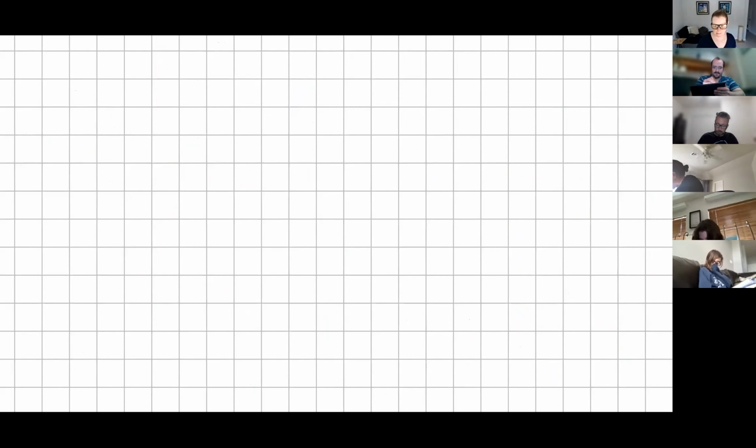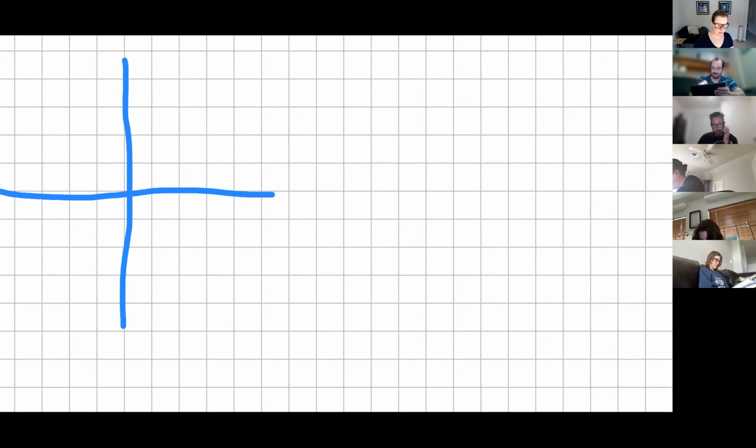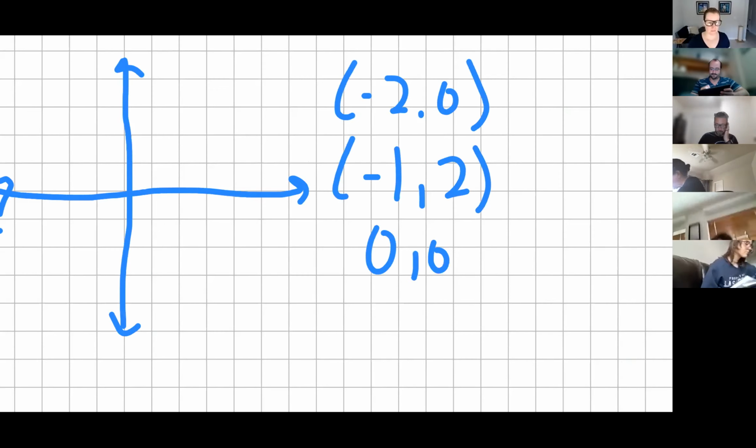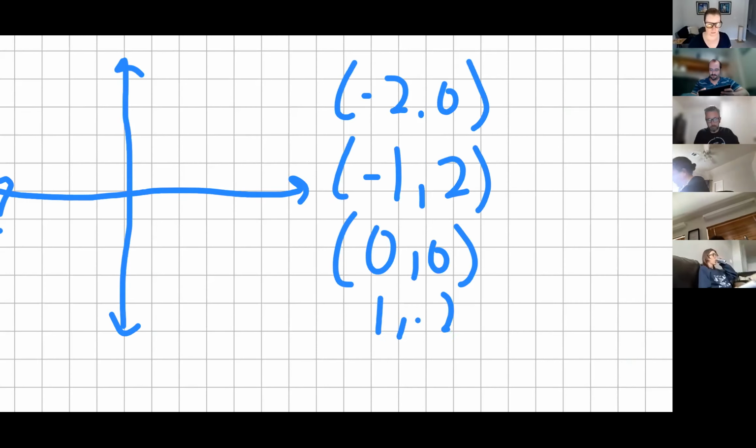All right, so I don't know if I'm going to draw the original, but I'll draw my graph out here. I think this will probably give me enough room. I'm going to write out the points: minus 2, 0. Minus 1, 2. 0, 0. 1, minus 2. And then the last point was 2, 0.